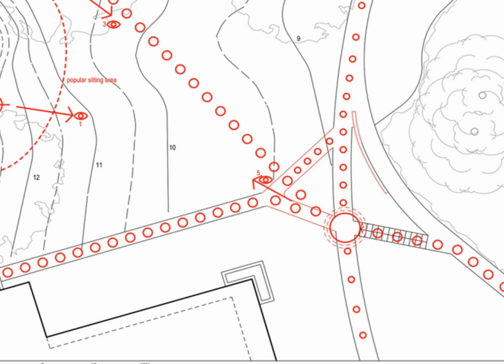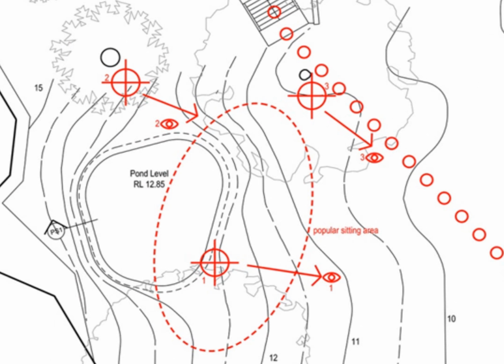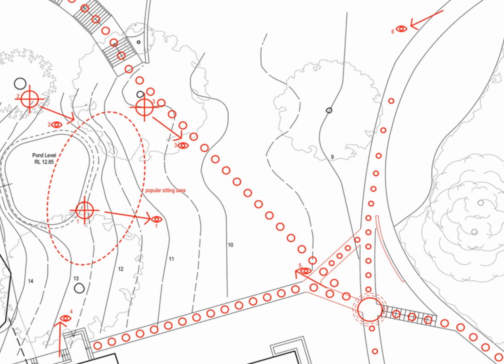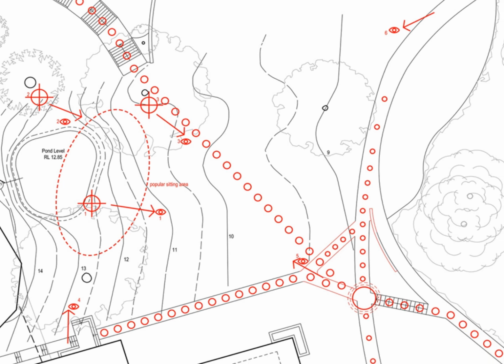The sweet spots are indicated, and the direction of the views taken from and to the sweet spots are also shown on the plan. We need to make sure that all the material comes together on the final drawing in a neat and comprehensible way.